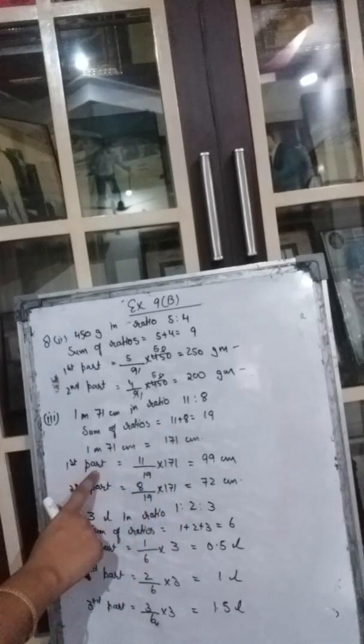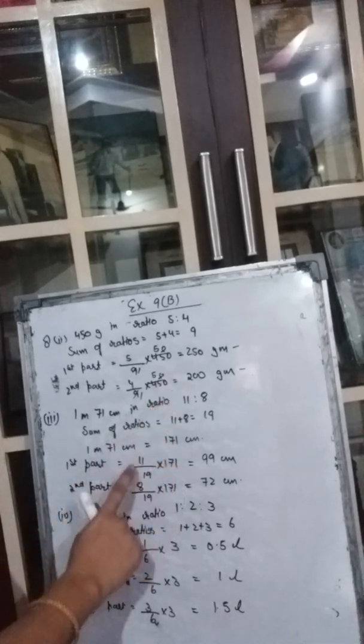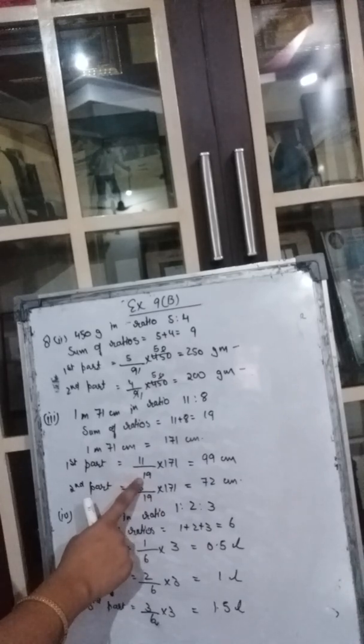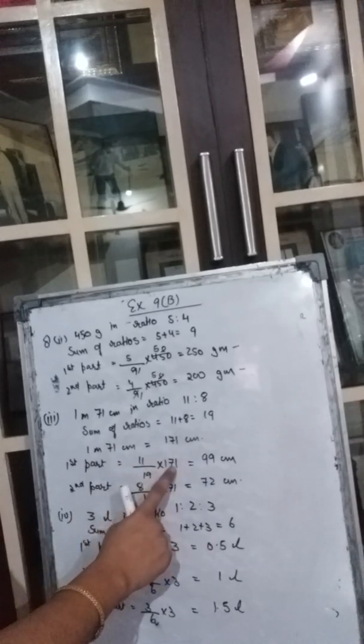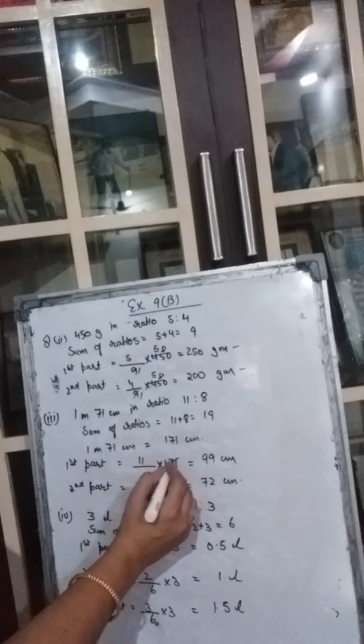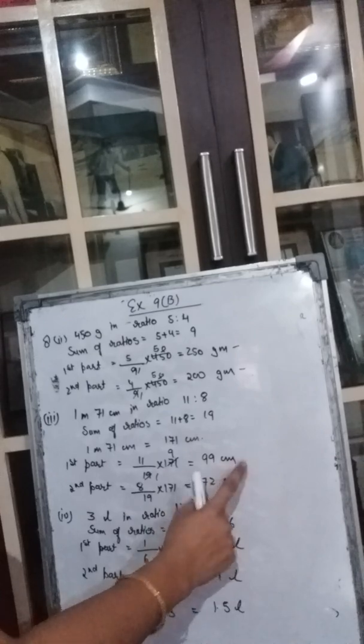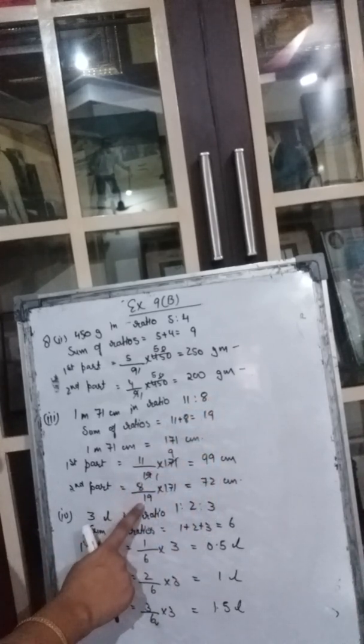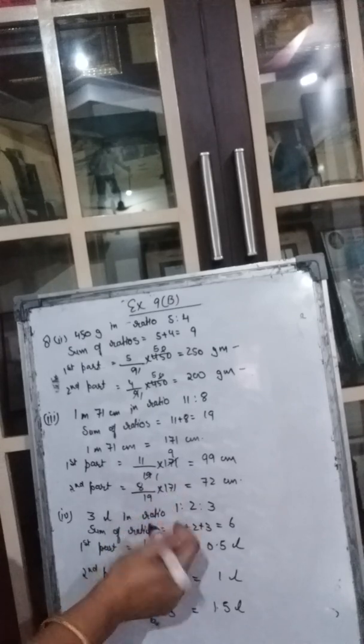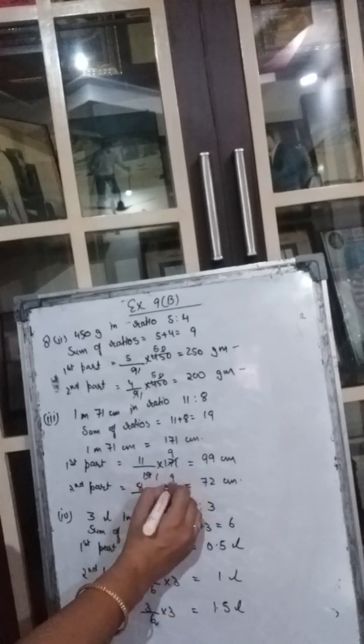Okay. So the first part will be first ratio 11 upon the sum of the ratio 19 into 171. So 19 ones are and 19 nines are. So it will give you 99 centimeter. Then the second part will be the second ratio. What is the second ratio? 8. 8 upon the sum of the ratio 19 into 171. So again 19 ones are and 19 nines are. So 9 eights are 72 centimeter.